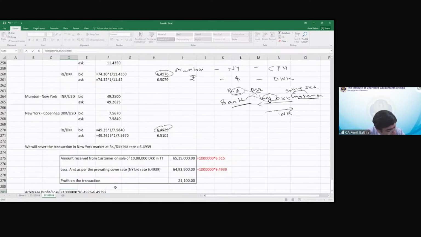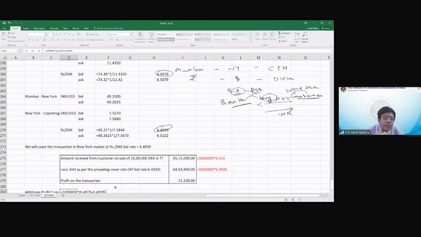So if I'm selling it in the London market, won't I use the ask rate that is 6.5079? Why is that? Why have you used 6.4976 in the equation that you just stated? With the London market, the ask rate is 6.5079. Very good. So that is what I am trying to ask you.